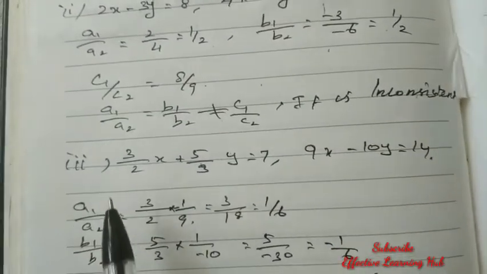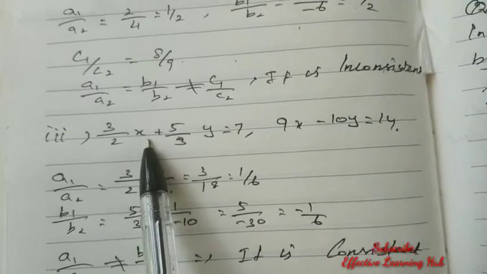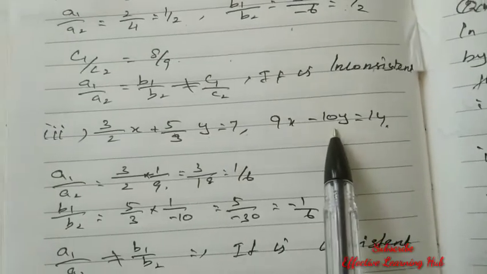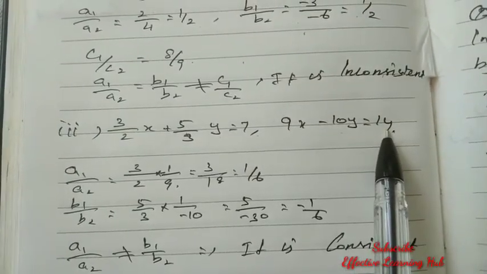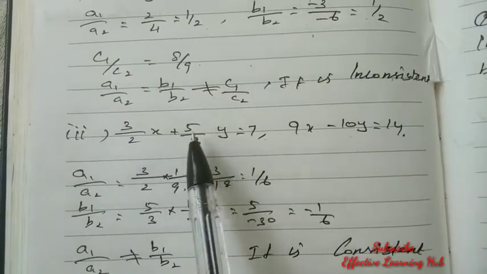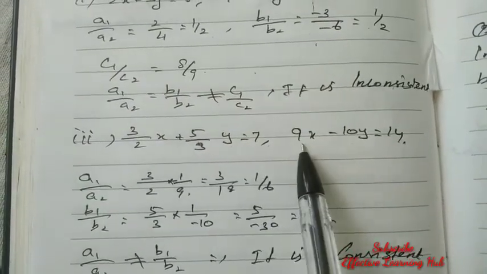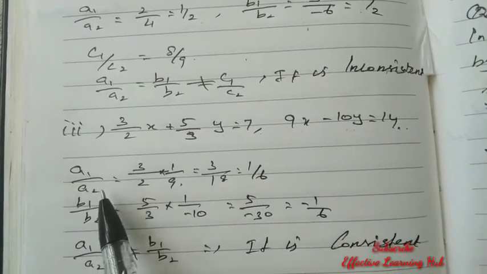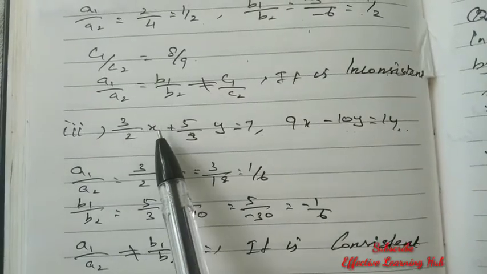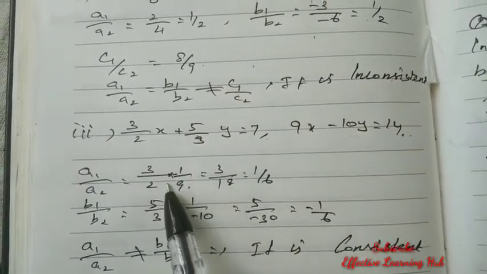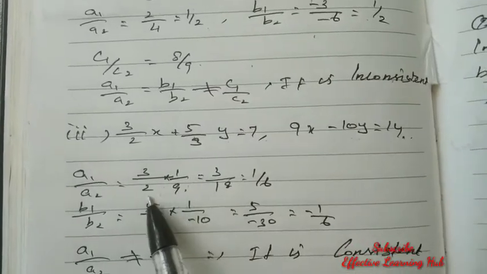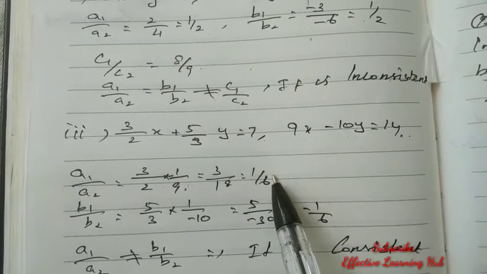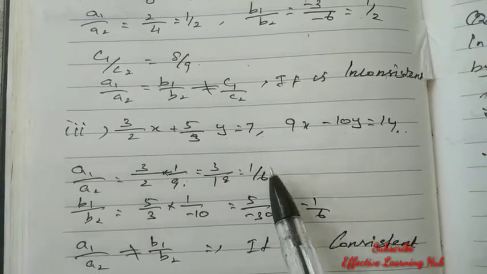Third question, 3 divided by 2 into x plus 5 by 3y equal to 7, and 9x minus 10y equal to 14. a1x plus b1y equal to c1, a2x plus b2y equal to c2. So first a1 by a2: 3 divided by 2 divided by 9. So 3 by 2 into 1 by 9. 2 9s are 18. Now 3 10, 1 3s are 3, 6 3s are 18. So a1 by a2 equal to 1 by 6.